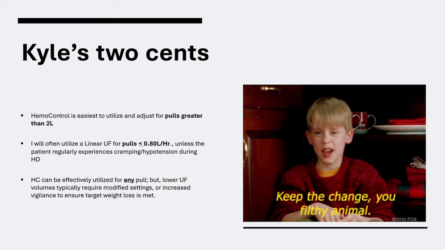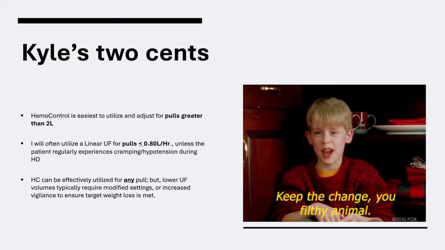Okay, so just my 2 cents, you can take it or leave it, but I typically find that HemoControl is easiest to utilize for pulls in excess of 2 liters over your standard 4-hour run. Oftentimes I will utilize a linear UF for pulls less than or equal to about 0.8 liters per hour. I find that 0.8 liters per hour is generally well tolerated. Of course, it's on a case-by-case basis, so consider your client's condition carefully before choosing to utilize either a linear pull or HemoControl. And if you're not sure, be sure to consult an experienced RN and get their 2 cents.